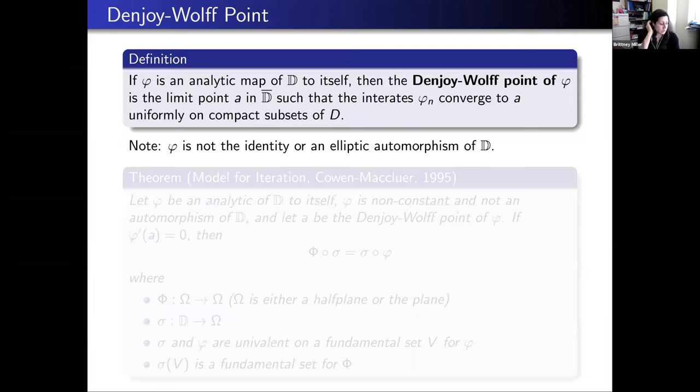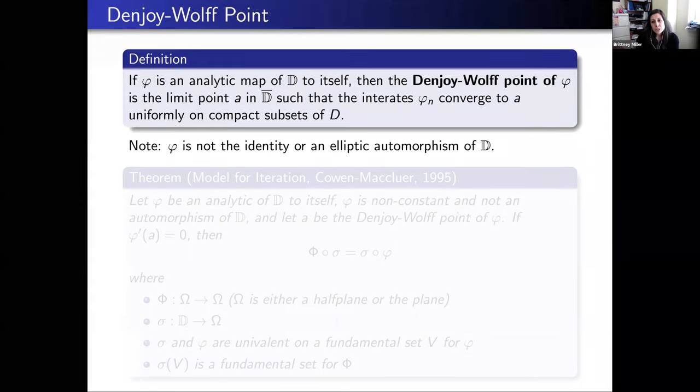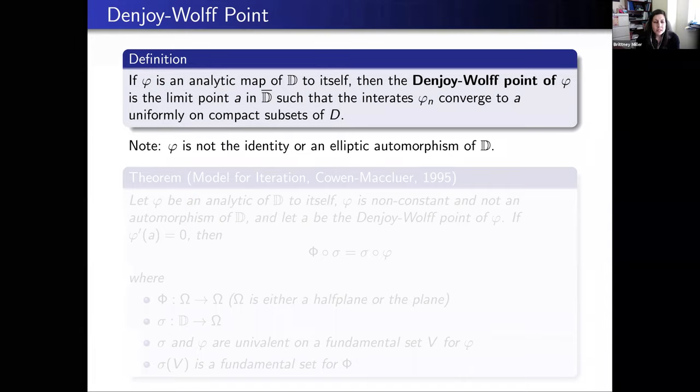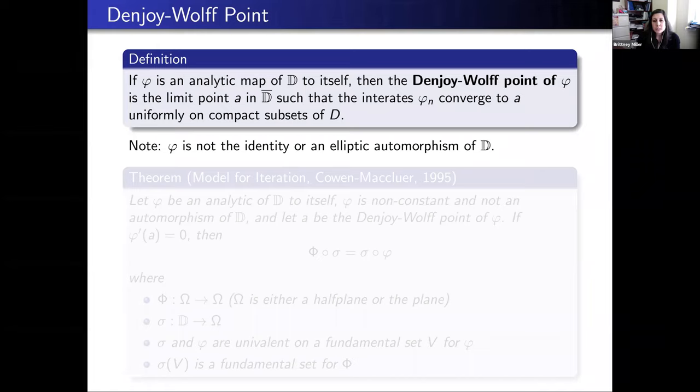Okay, so again, I think one of the main things in Cowen and McClure's book is this model for iteration, which has to do with the Denjoy-Wolff point of analytic maps. I think we've seen this in a couple of other talks this semester, but just as a recap, the Denjoy-Wolff point is the unique limit point of phi in the closed disk such that the iterates, which we'll denote phi sub n, converge uniformly on compact subsets of the disk. It's important to note here that phi is not the identity or an elliptic automorphism, because then we wouldn't have the iterates converging.